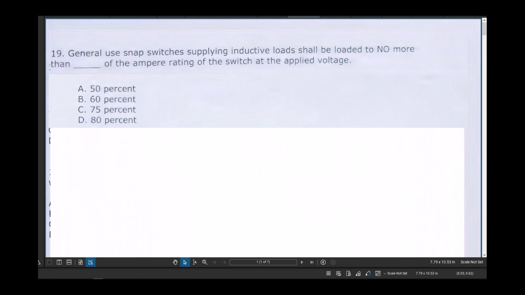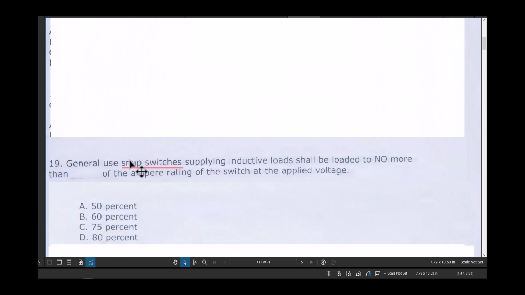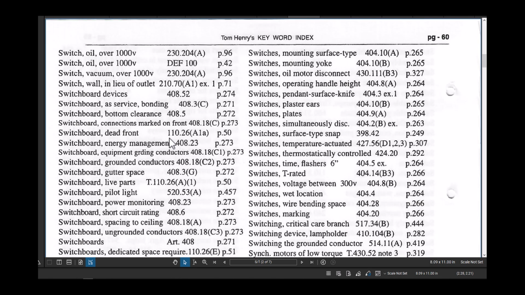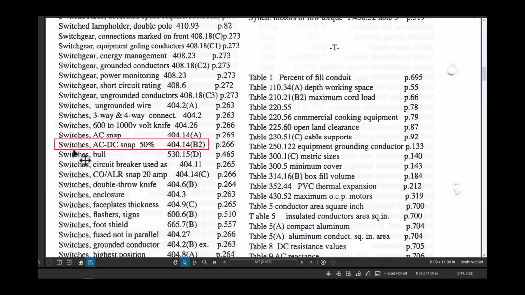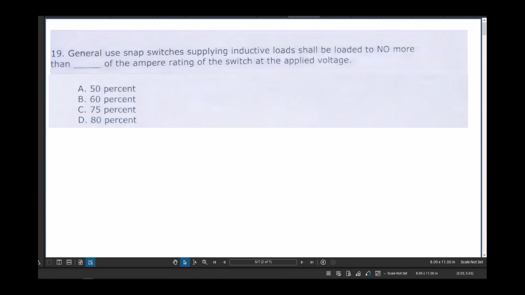If I highlight what we said so far, we go to snap switches and see what we can find. In Tom Henry's index, we go to switches, AC/DC snap switch, which is 50%. This is exactly the answer we're looking for. We can load an AC or DC snap switch to 50%. When we go back to our answers, A is correct.